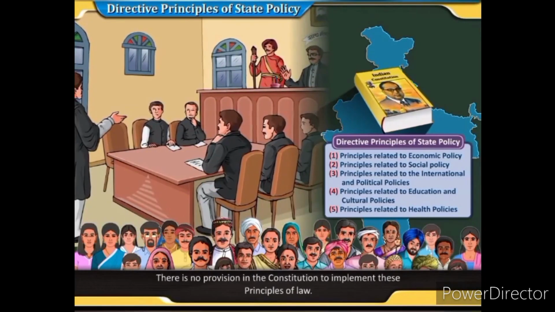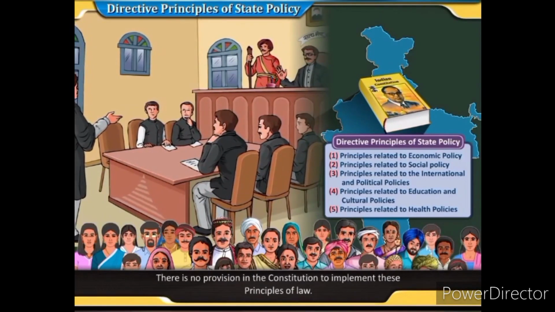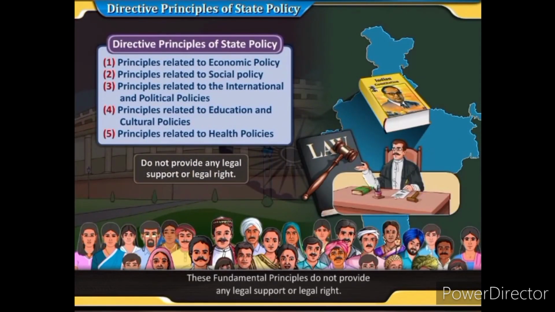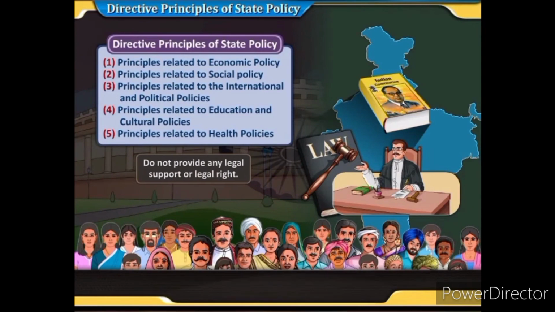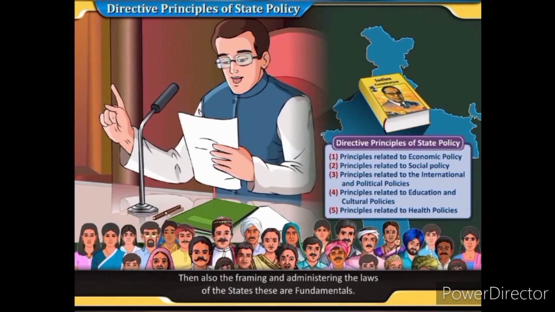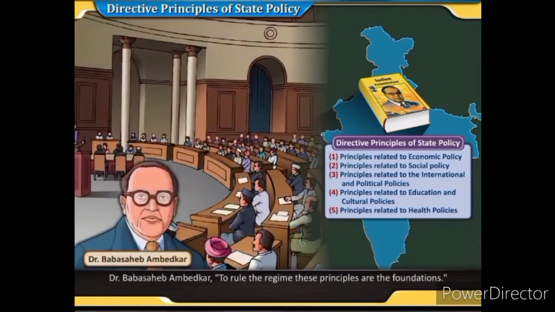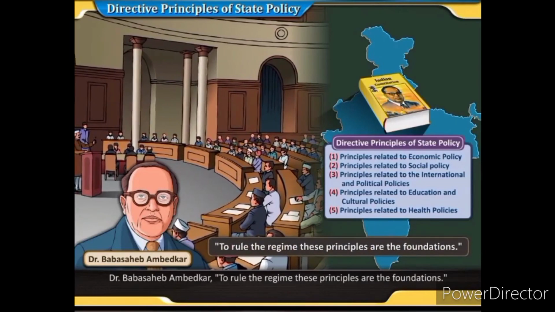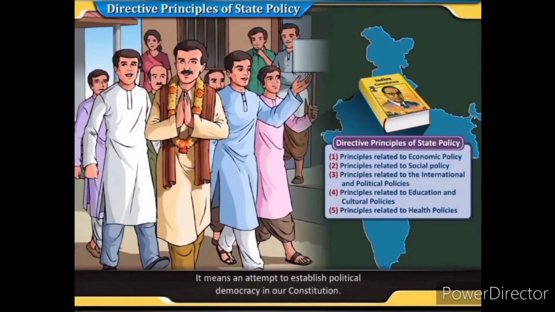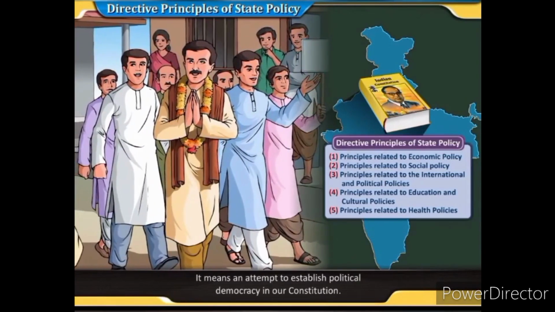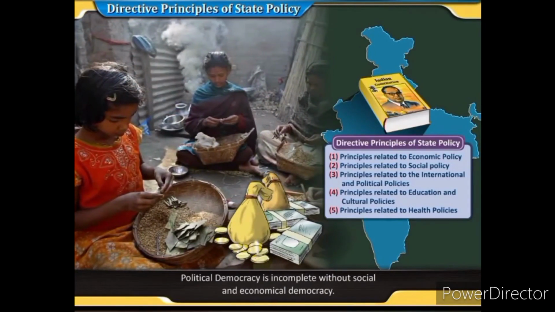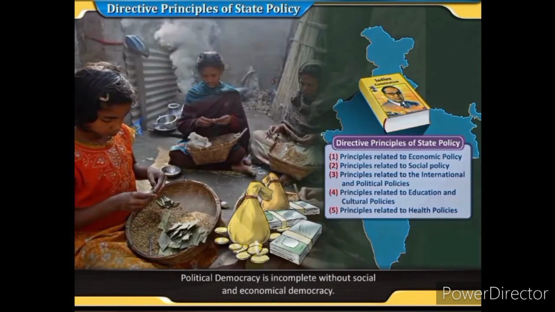There is no provision in the Constitution to implement these principles by law. These fundamental principles do not provide any legal support or legal right. Even then, in framing and administering the laws of the states, these are fundamental. According to Dr. Babasaheb Ambedkar, to rule the regime, these principles are the foundations. It means an attempt to establish political democracy in our Constitution. Political democracy is incomplete without social and economic democracy.